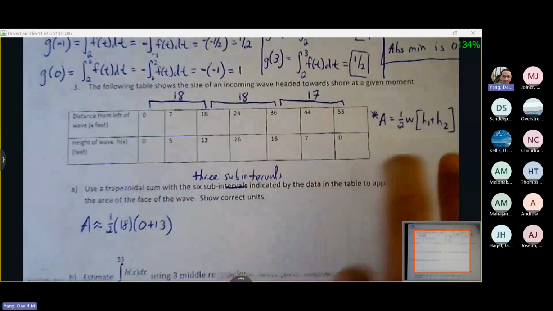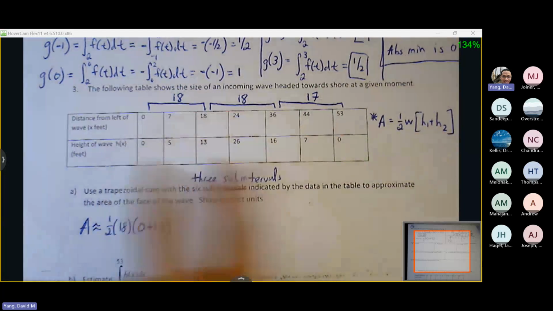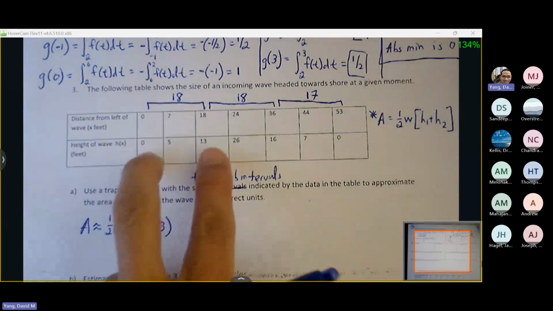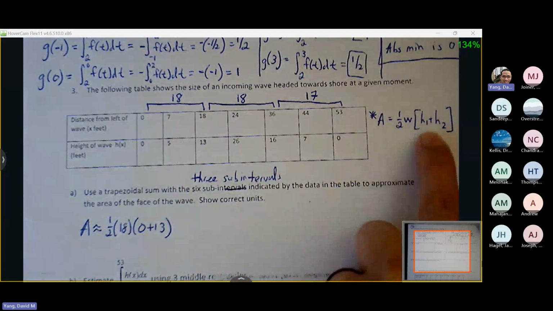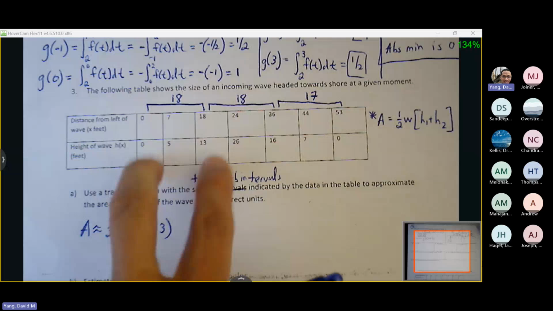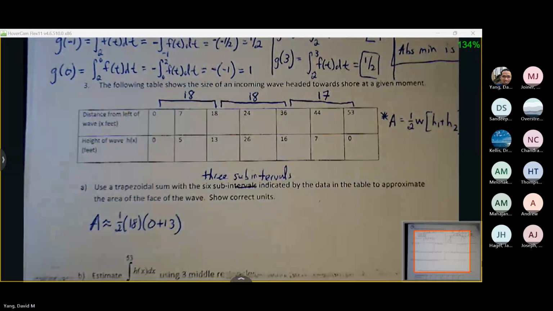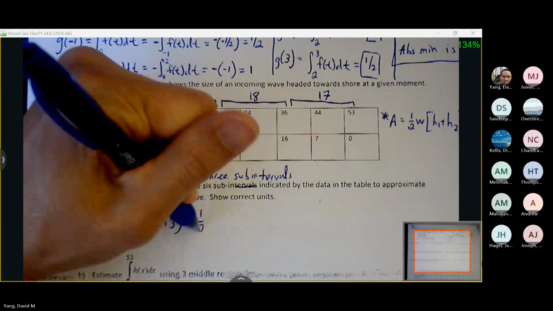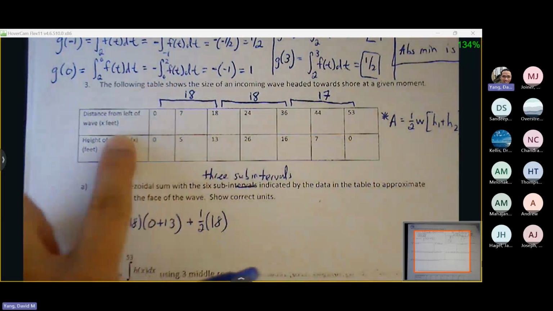Now, with trapezoids, you're only adding 2 heights. The reason that I want to do this is I wanted to make sure that I see some students do this where they want to add up all the heights they see, 0 plus 5 plus 13, but the formula only asks you for 2, and you're only going to be using the 2 that the ends are pointing at. And then you're pulling your heights from your second row, right?